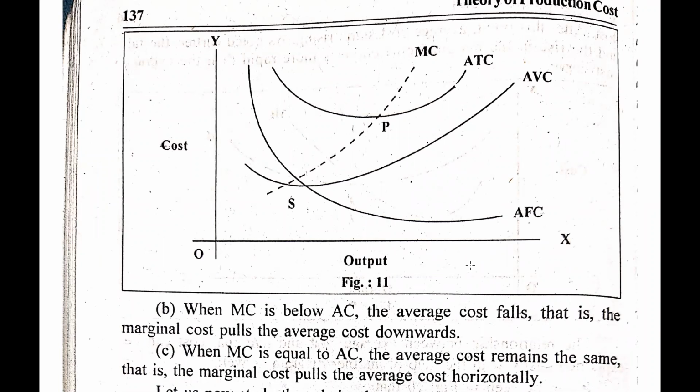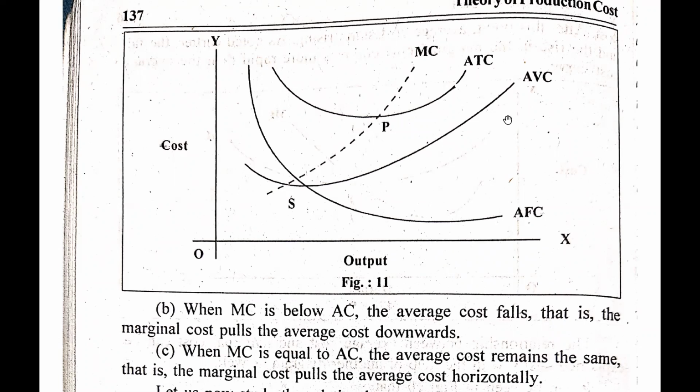Okay, so on the x-axis, we are given output, and on the y-axis, we are given cost. You can clearly see, let's see first, average fixed cost. As you know very well, average fixed cost is always decreasing as the production rises. There will be no ups and downs in the average fixed cost. As the production rises, average fixed cost will keep decreasing.